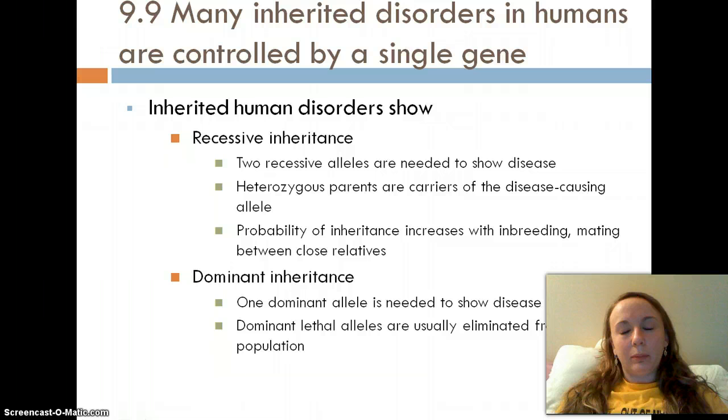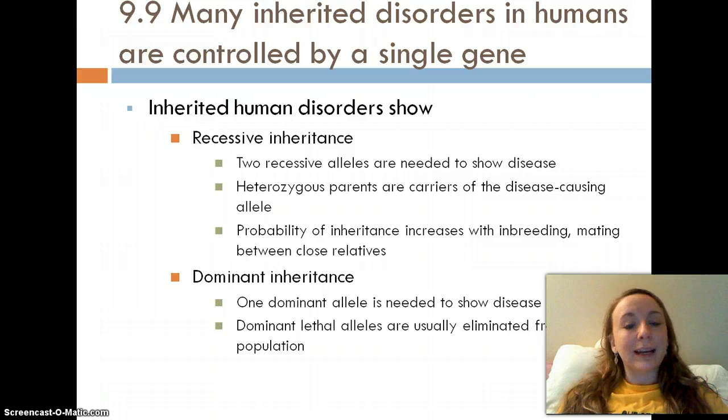So now we're going to take a little bit of time talking about disorders. A lot of disorders in humans are controlled by one gene. So let's take a look. Inherited human disorders will show recessive inheritance and dominant inheritance. With recessive inheritance, 2 recessive alleles are required to show the disease. That's just like anything else that we've talked about thus far. If it's recessive, in order to have that phenotype, there has to be 2 of the alleles.